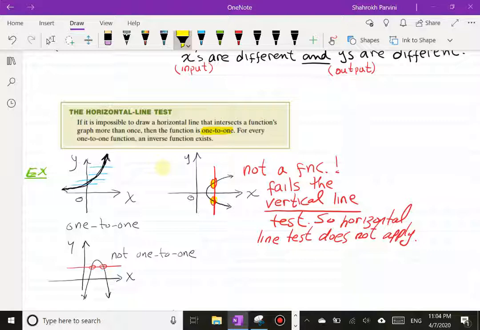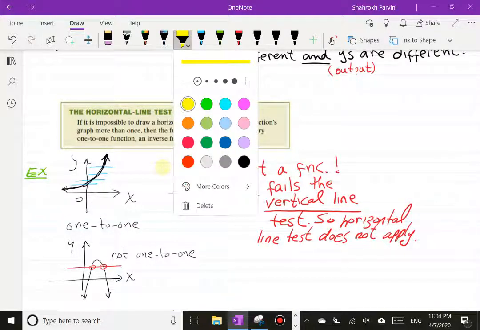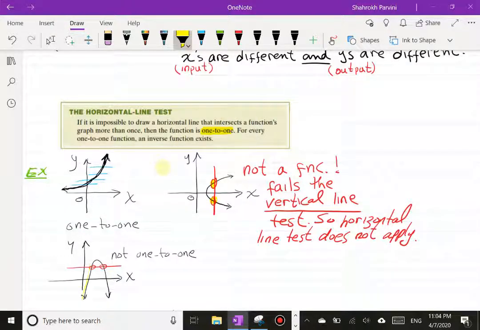Now if you look at this other one I have, the parabola down here, the graph of this inverted parabola represents a function that is not one-to-one. Again, it is a function, but it's not one-to-one because it crosses at more than one point.